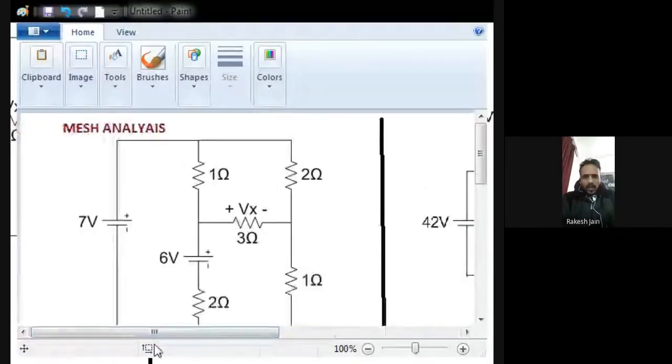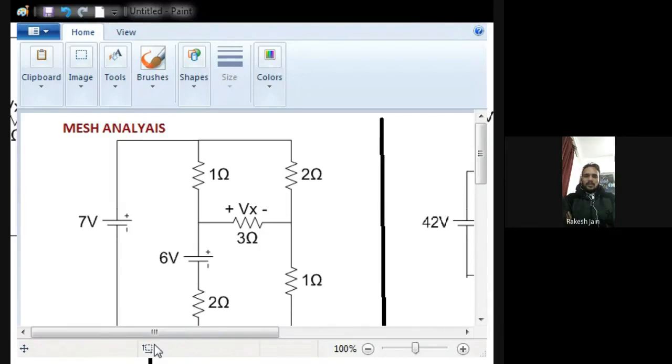Today I will teach you about mesh analysis. As I already told you yesterday, a mesh is a closed loop in which no inner closed path is there. Okay, it is a closed path in which no inner loop is there. That is known as mesh analysis.